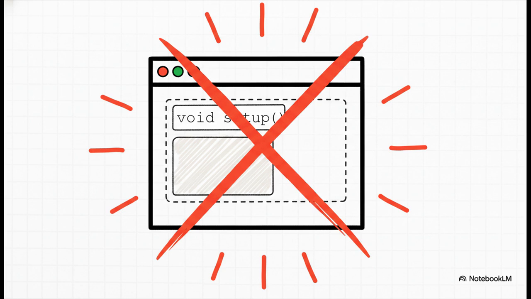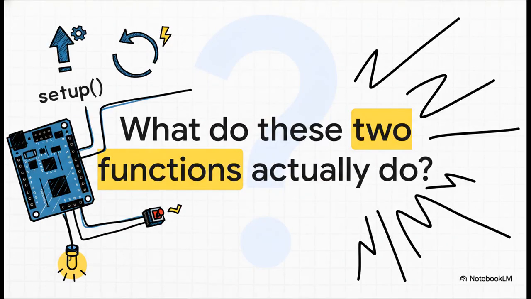These two functions, they're totally mandatory. If you try to compile a program without them, the Arduino IDE will just give you an error. They are the absolute non-negotiable starting point for everything. So, that's the big question, isn't it? They look so simple, almost insignificant, but they represent this incredibly powerful and fundamental structure in all of physical computing. So, what are their specific jobs, and how do they work together to actually bring our projects to life?